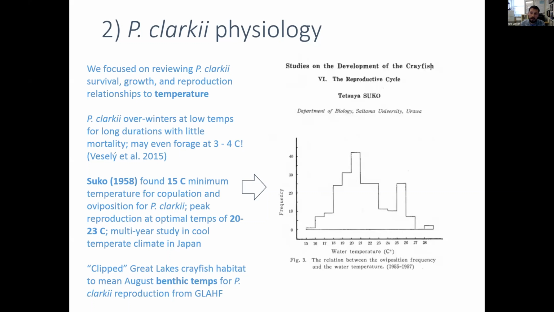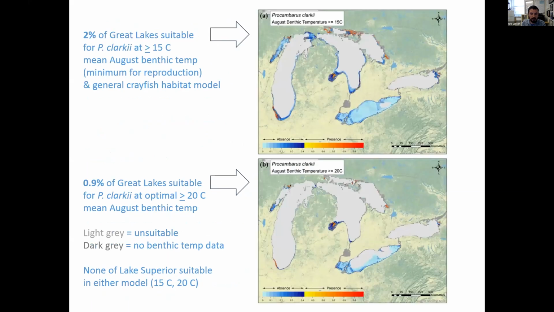So we took the benthic temperature model from the GLAF layers and clipped our Great Lakes crayfish model to the places we would predict would be warm enough for red swamp crayfish to attempt reproduction. So this is that crayfish habitat model for the Great Lakes in general, with that same color ramp. If something's in light gray, that's someplace we predict is too cold for red swamp crayfish to attempt reproduction. If something's in dark gray, that's someplace we don't have a benthic temperature prediction from GLAF. So unfortunately, that excludes Lake St. Clair or Sandusky Bay, places that we probably think red swamp crayfish could do pretty well, but it does capture a lot of the rest of the Great Lakes.